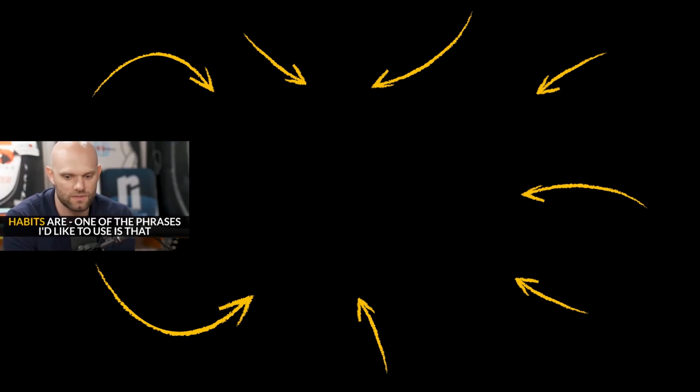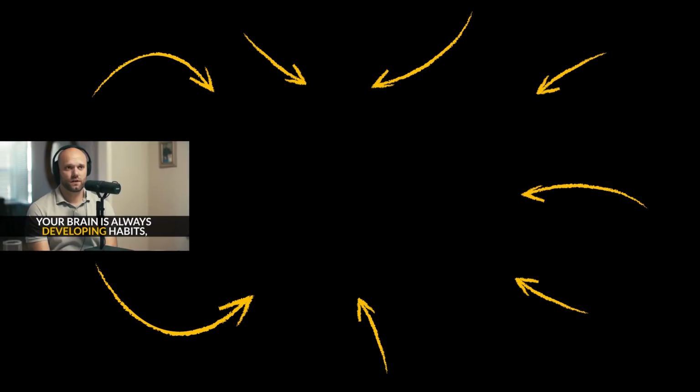One of the phrases I'd like to use is that pretty much any of the results in your life are a lagging measure of your habits. Your brain is always developing habits. So it's happening whether you want it to happen or not. And the question is, can you take control of the process?